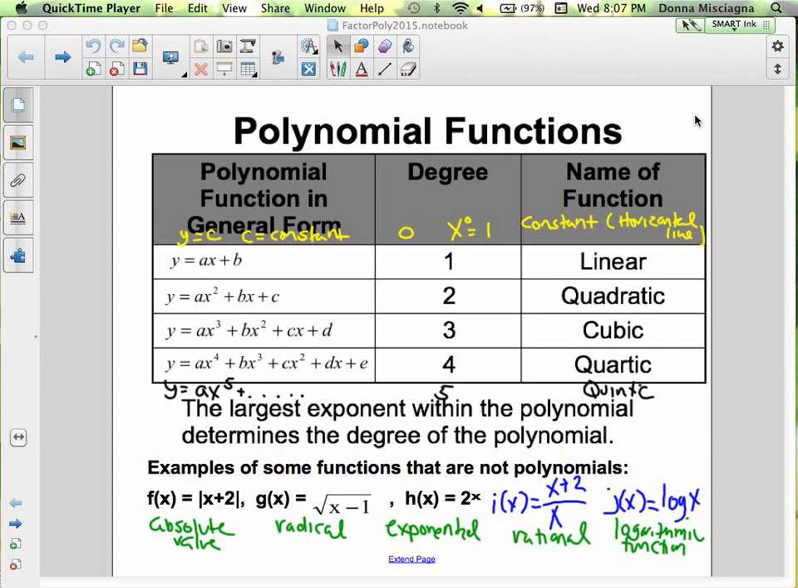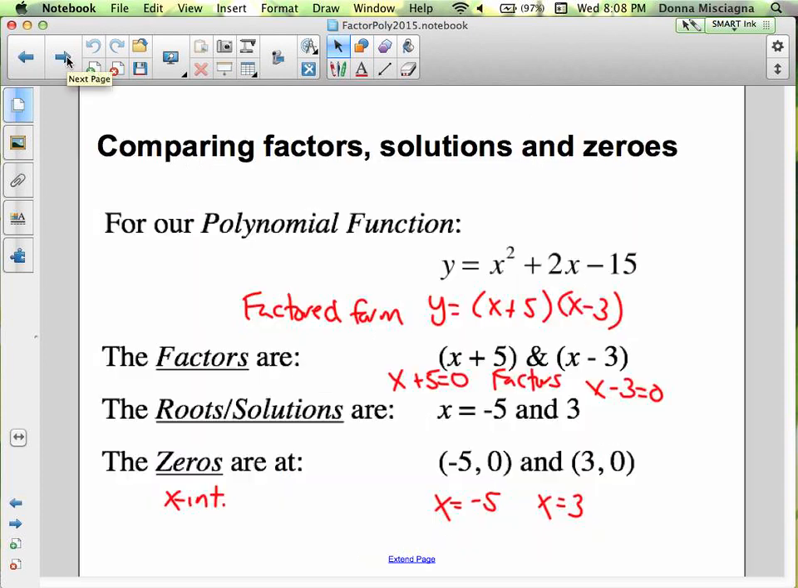That's a logarithmic function. So anytime we have a log, or we have an expression under a radical, or a variable in a radical, or a variable in an exponent, or a variable in a denominator, any of these things makes our function not a polynomial. And we're not working with those in this particular lesson.